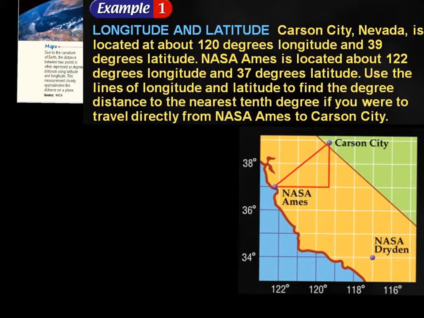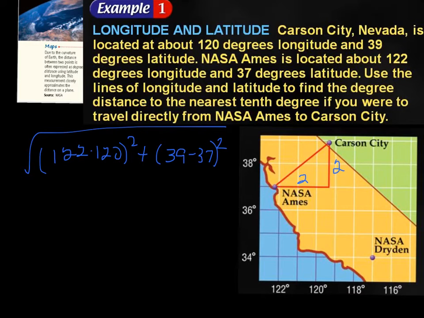Well, they gave us a pretty diagram, and I can see on here that from 122 to 120 is going to be 2 degrees, and from 39 to 37 is also going to be 2 degrees. We could have made it look like the distance formula and done the difference in the x's, and then we're going to have to square it. Difference in the y's, and square it, and we're going to take the square root of it. That is the distance formula.